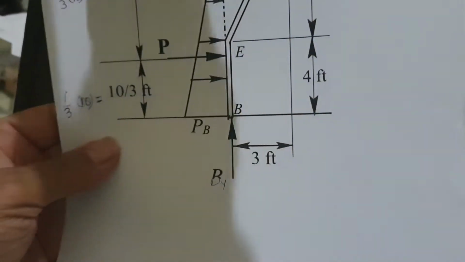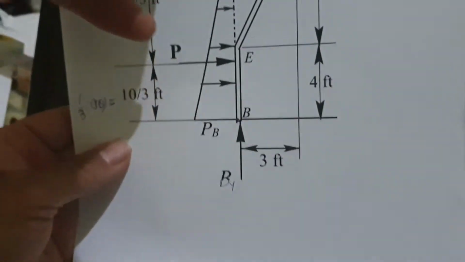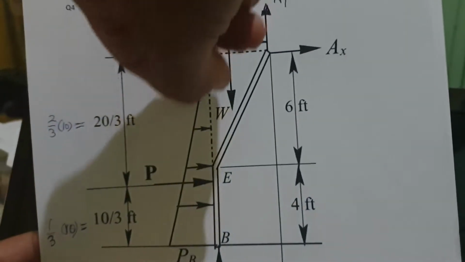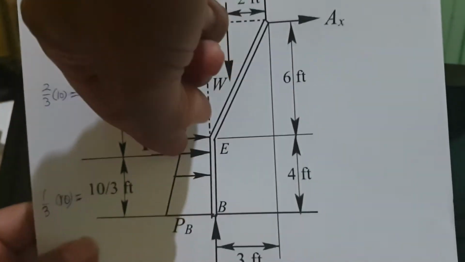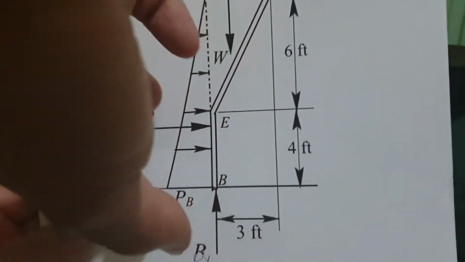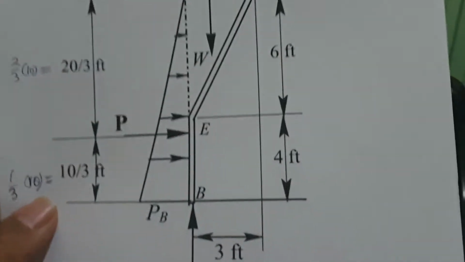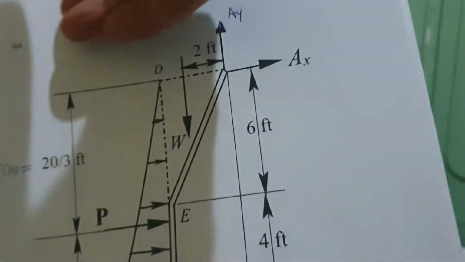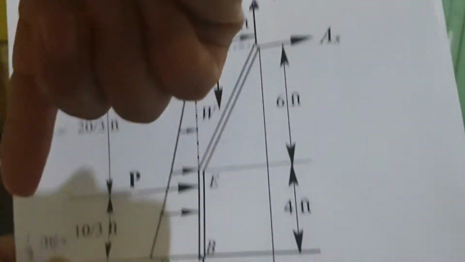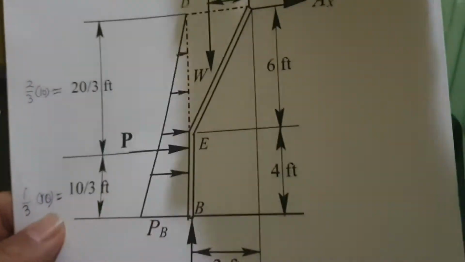The location of the centroid of the equivalent pressure force, pressure B, is 1/3 of this 10. So 1/3 of 10, which is 10 over 3 feet from this side, is the centroid. And the location of the centroid from this side is 2/3 of 10. 1/3 of 10 from here is 10 over 3, and 2/3 of 10 from here is 20 over 3.